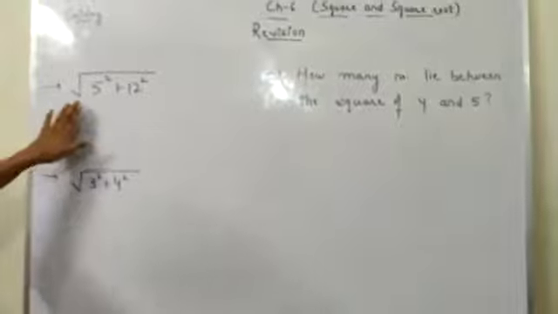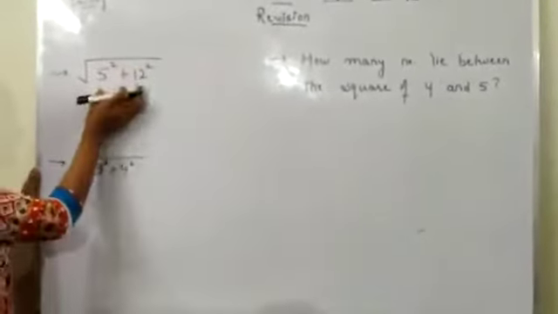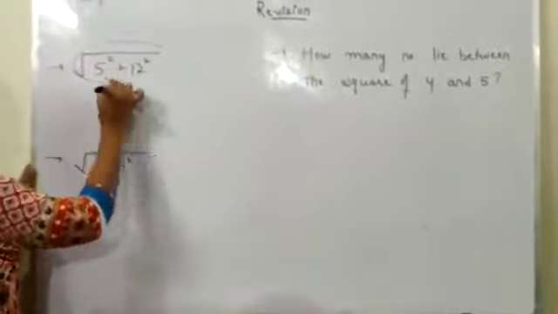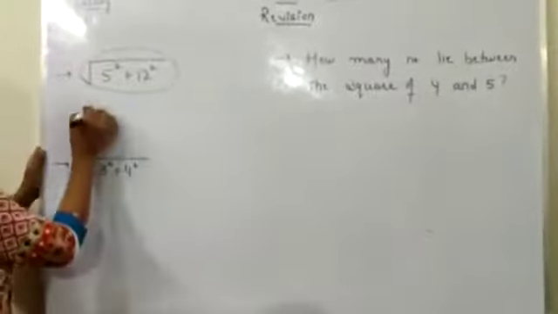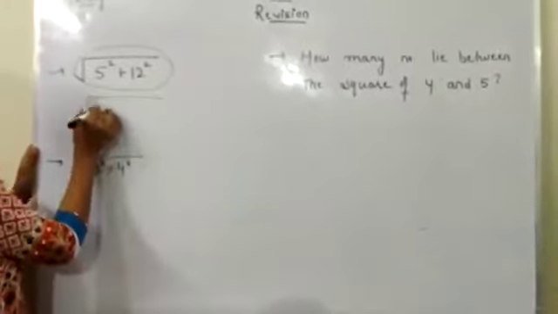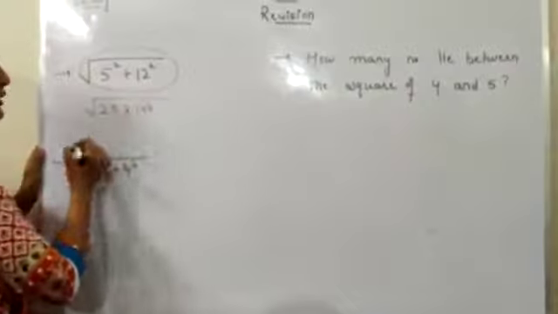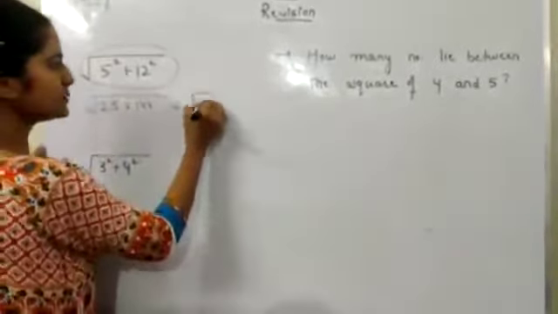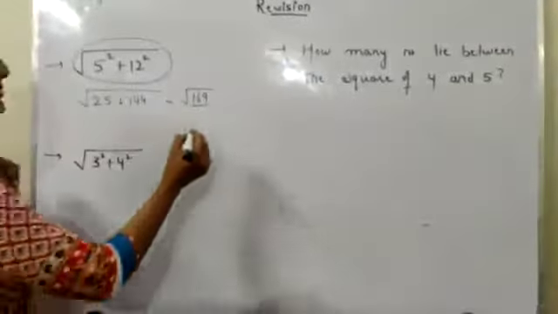Now we'll discuss another type of sums. See, there is a square root and we have to find the value of this one. In the square root we have 5 square and 12 square. So just solve it. Square of 5 is 25 and square of 12 is 144. Their sum is 169. Now we have to find its square root.